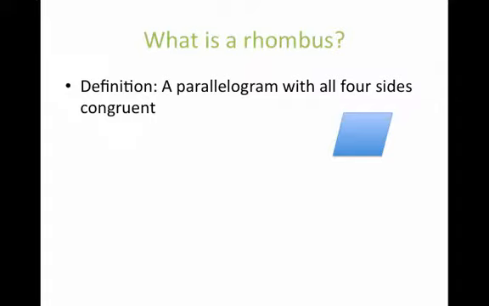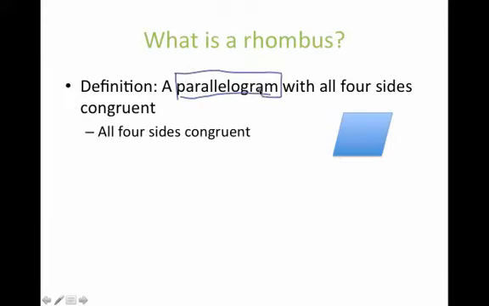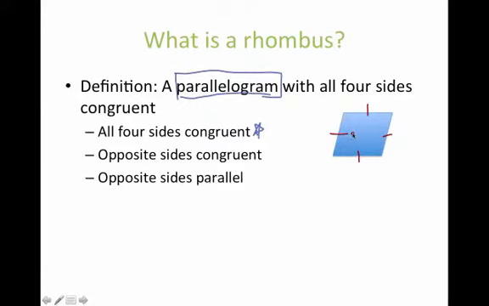And because it's a parallelogram, it has all of the same properties of a parallelogram. So yes, it's different because all four sides are congruent, and parallelograms don't have to have that. But then opposite sides are congruent, obviously. That's true of parallelograms, but if all four sides are congruent, that means that the opposite sides are congruent. Opposite sides are parallel, that's the definition of a parallelogram.